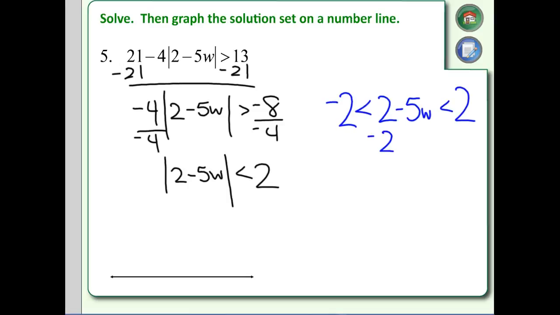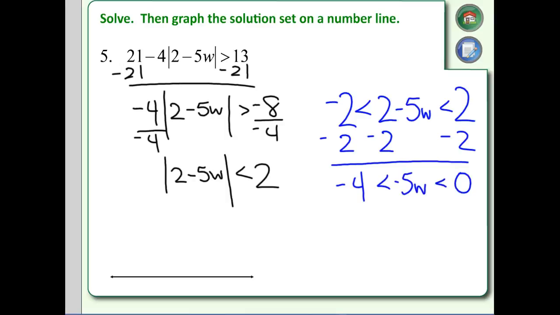And we're going to isolate that w, whatever we do in the middle, we do front and back. So we've got negative 4 is less than negative 5w is less than 0. Oh, we still have to divide everything by negative 5 to get w alone. Oh, we divided by a negative number again. So we've got 4/5. A negative divided by a negative is a positive. Flip the signs. W, flip the sign, 0.